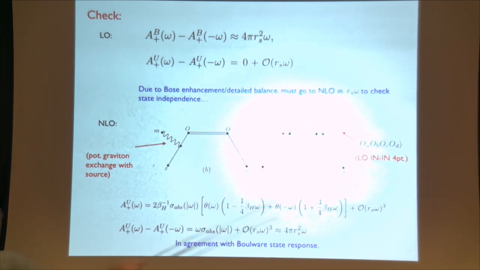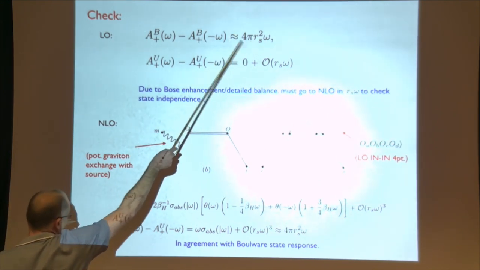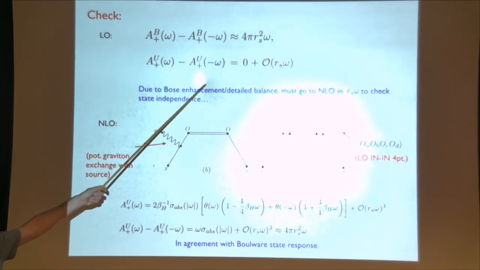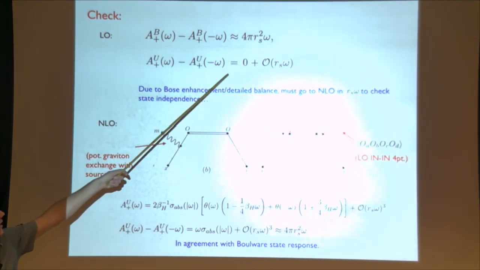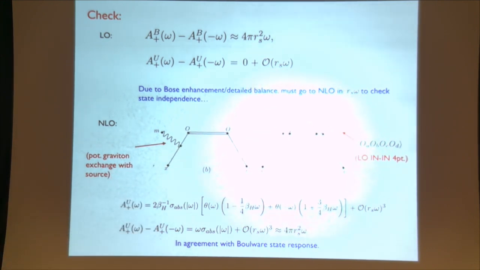In the Boulware state at leading order, the difference of the correlators is just related to the absorption cross-section. It's given by this quantity. In the Unruh state, we're finding that the Wightman functions at positive and negative frequency are equal at leading order. So the answer is zero up to a correction term that we actually have to compute. And so we did compute that in the paper, and I'm out of time anyway, so I can only very briefly tell you what goes into the calculation.